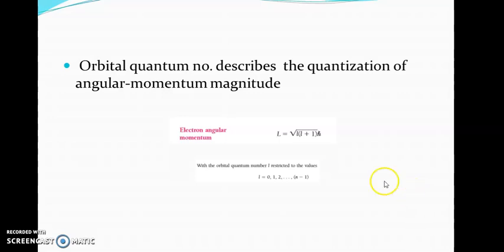So for energy quantization, the quantum number n comes in, En is E1 by n square. So similarly, for angular momentum magnitude quantization, small l comes in. So the small l describes the quantization of orbital angular momentum magnitude according to the equation capital L is equal to root of L into L plus 1 cross H. Okay, thank you.